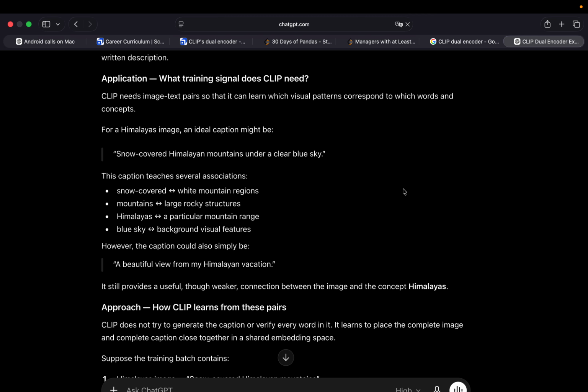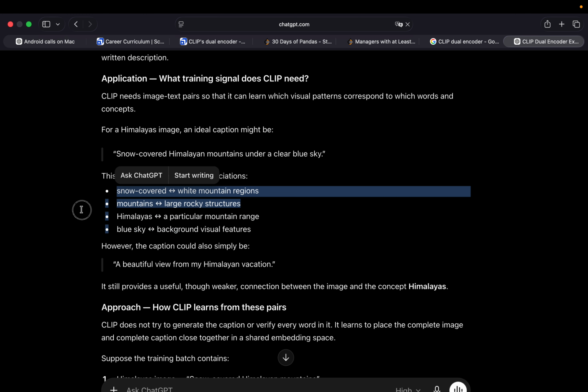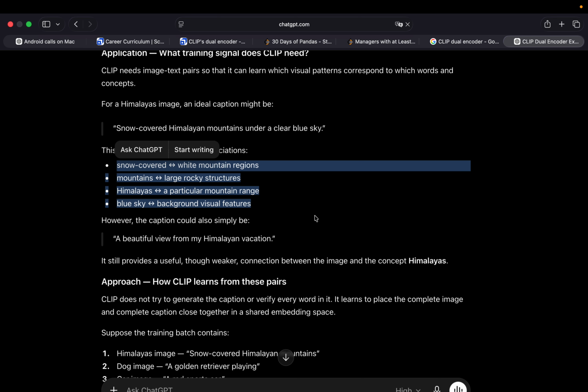caption may not be fully representing the image and can introduce randomness. For example, an ideal caption should be snow-covered Himalayan mountains under a clear blue sky, right? So the model can capture the relationships from the text and map them to the image: snow-covered is the white mountain regions, mountains are large rocky structures, Himalayan is a particular mountain range, and blue sky is a visual background feature.